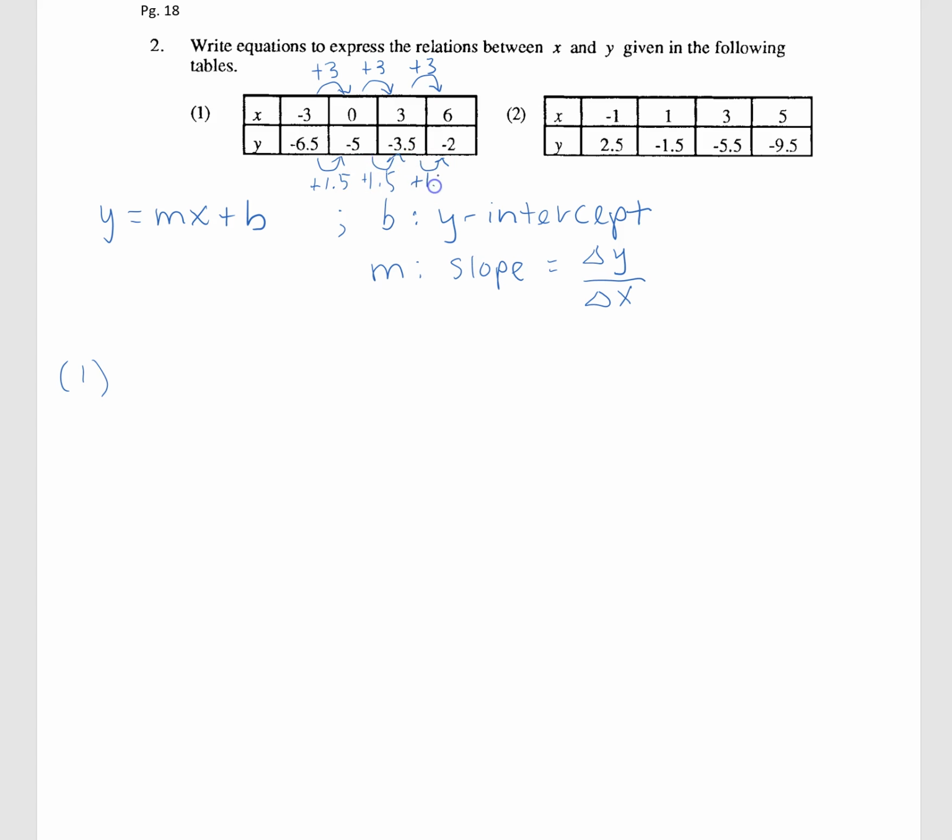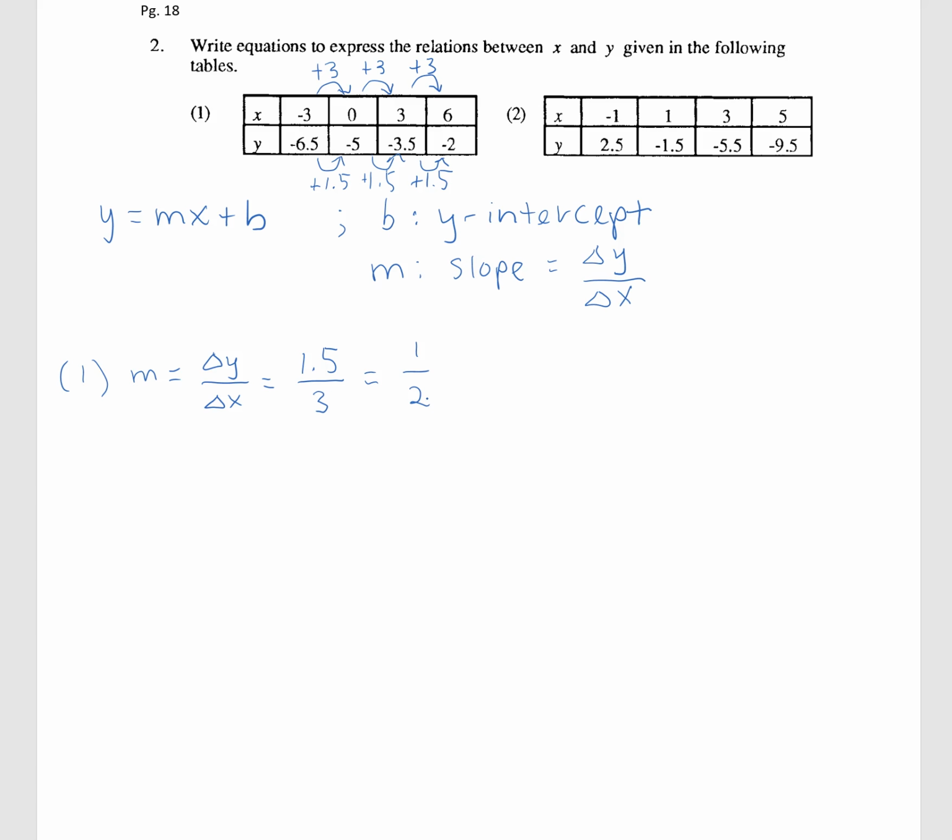And that stays constant. So to figure out m, our slope, it's our change in y over our change in x. So that's 1.5 over 3, as we can see from our table. And if we simplify that, it simplifies down to 1 over 2. So that means our slope is 1/2.